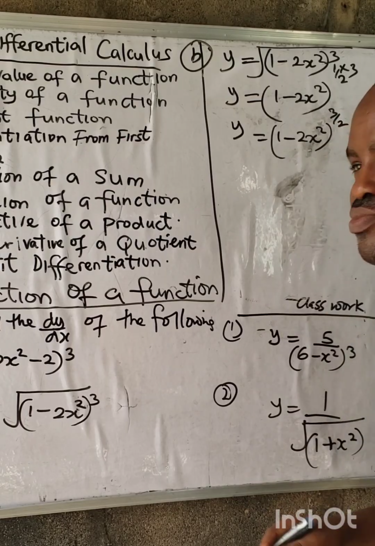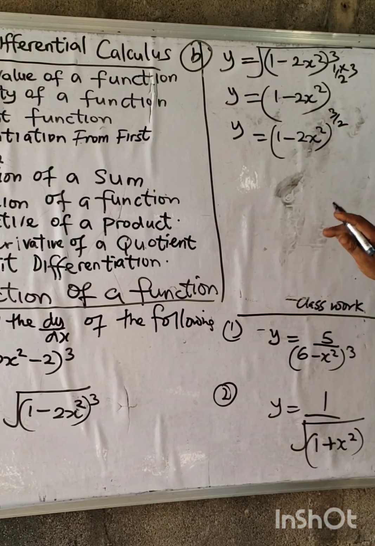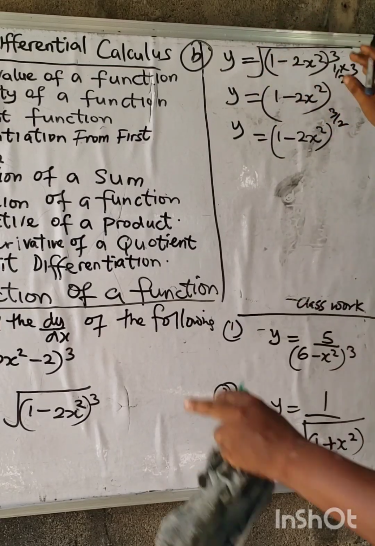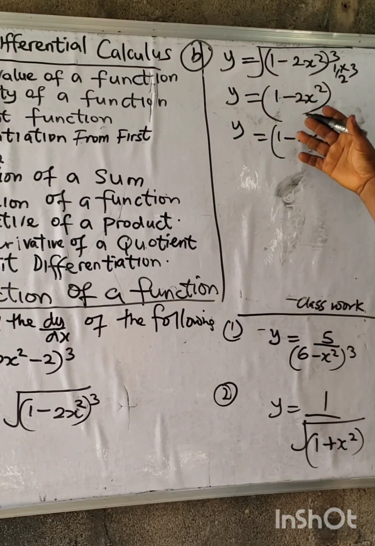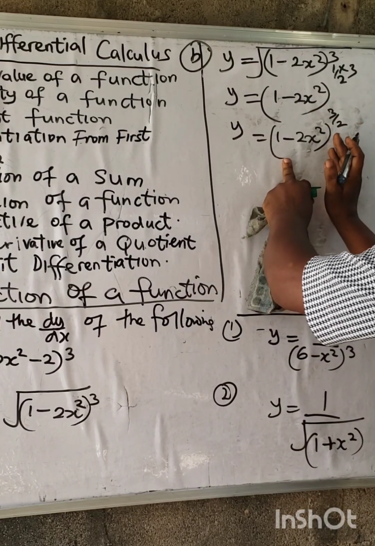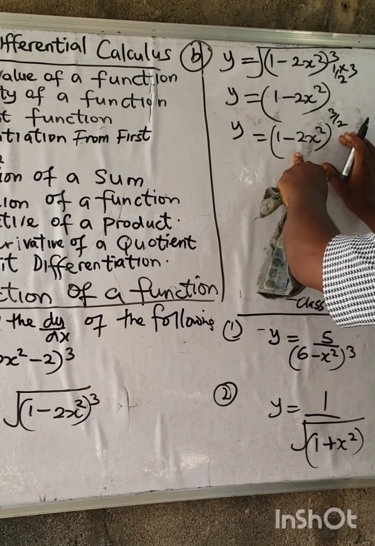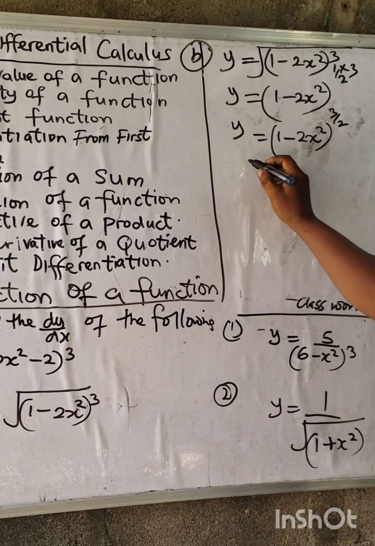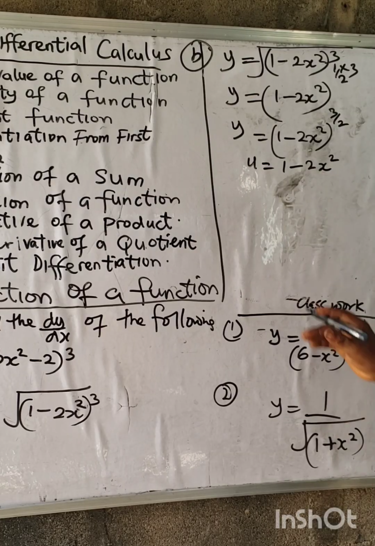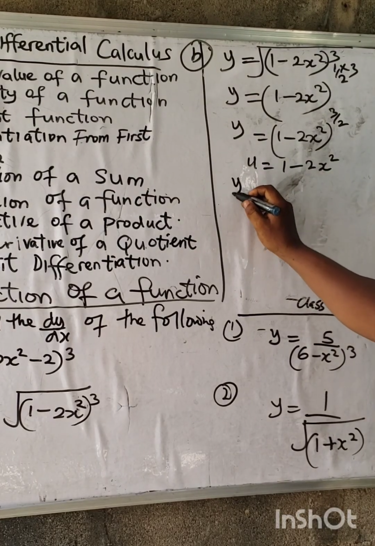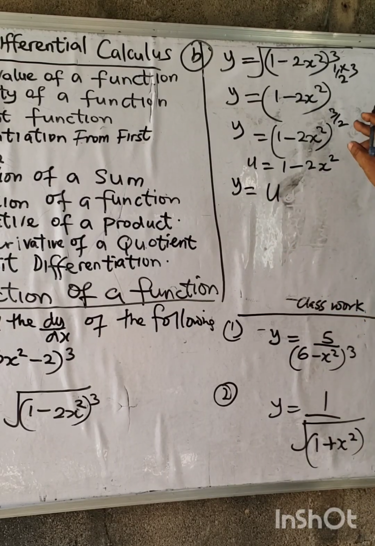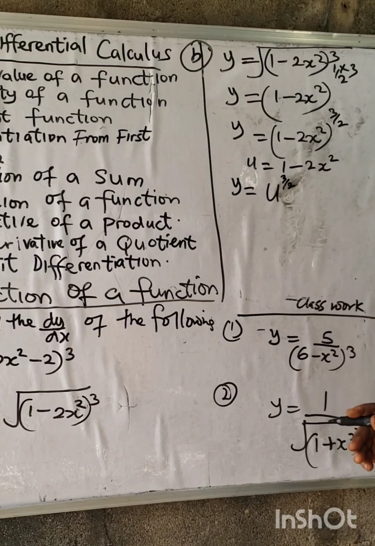We have removed this square root now. What are we going to do? Just represent whatever is inside this bracket with u. Our u equals 1 minus 2s squared. Therefore, our original y becomes y equals u raised to power 3 over 2. Very simple.